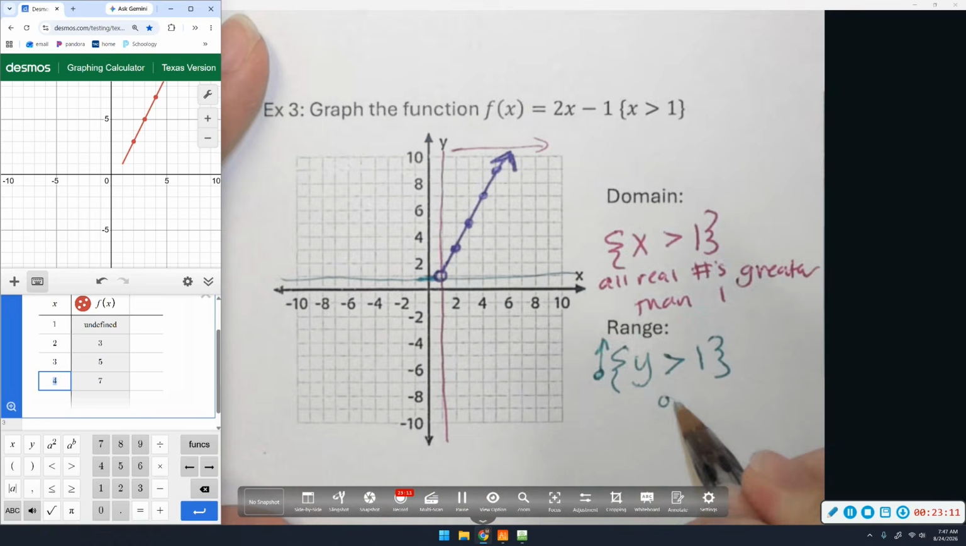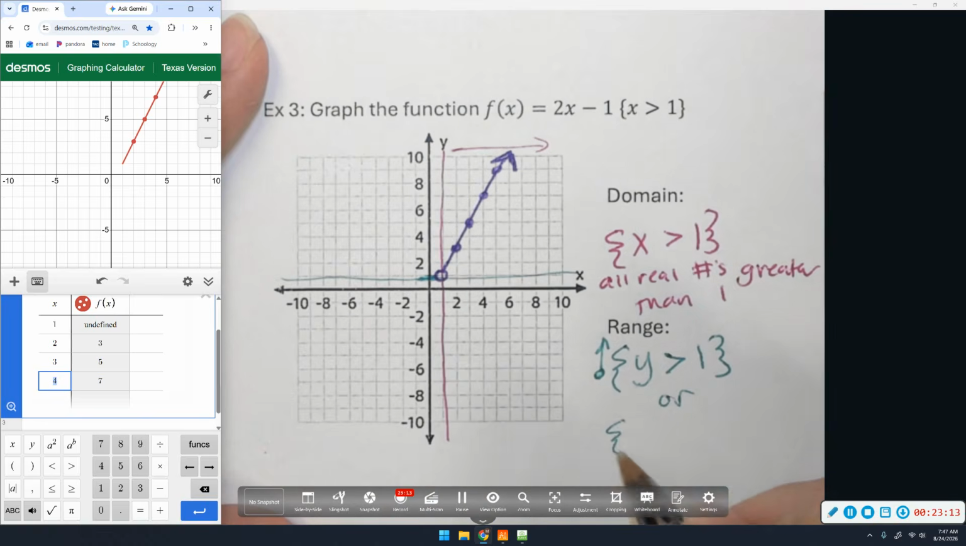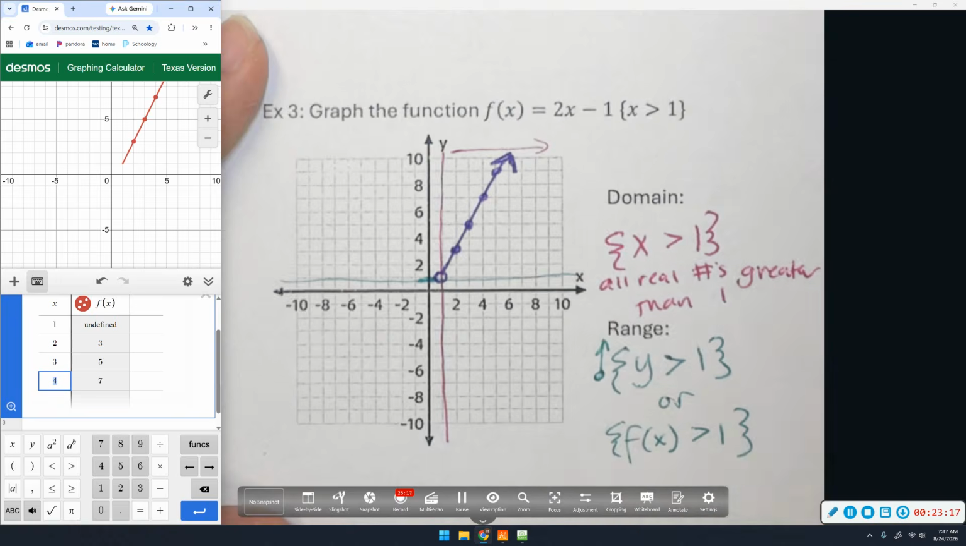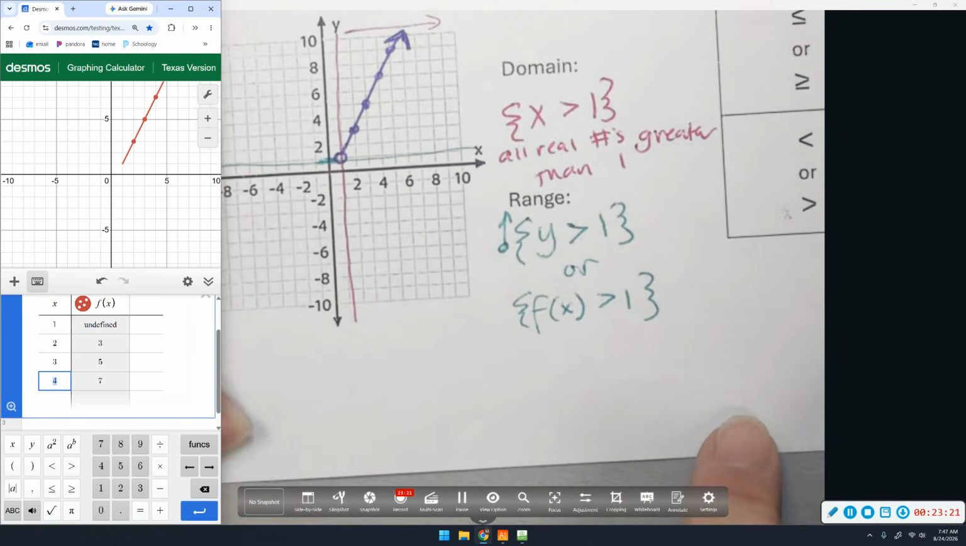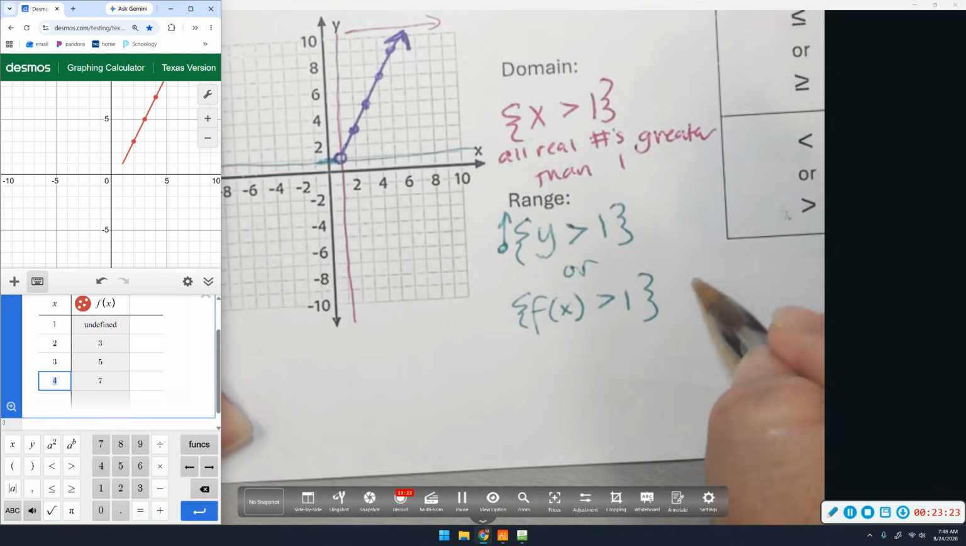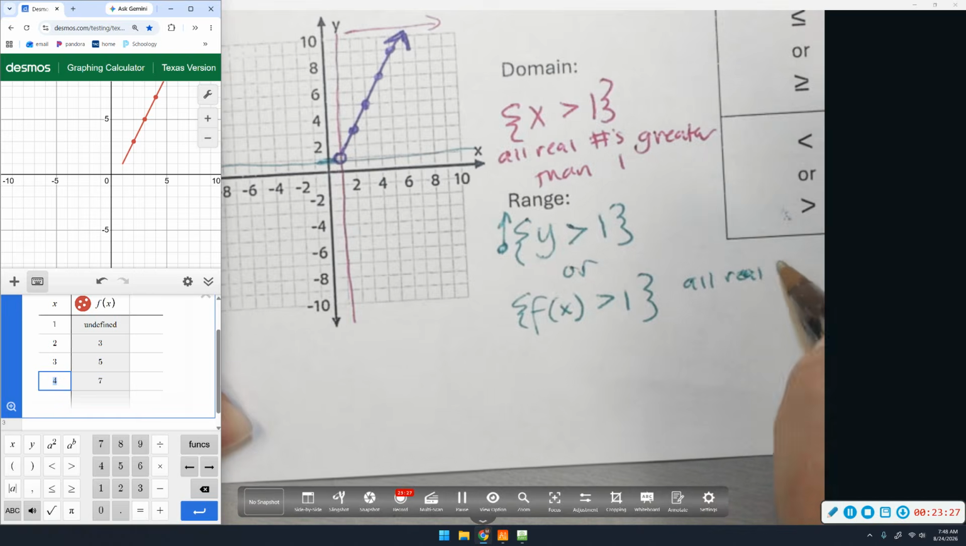Now, remember, you could also see this as f of x is greater than 1. And then the words are going to be exactly the same. All real numbers greater than 1.